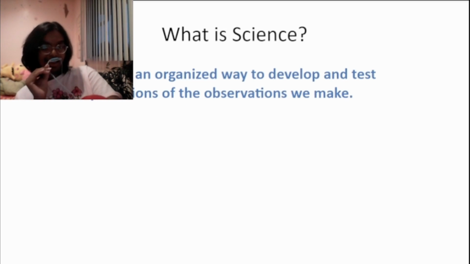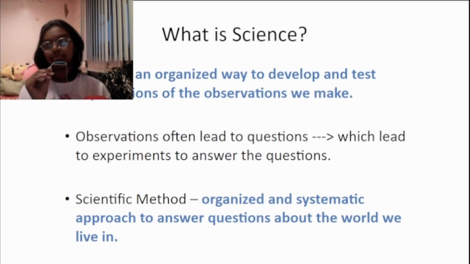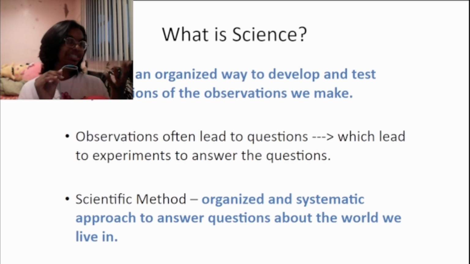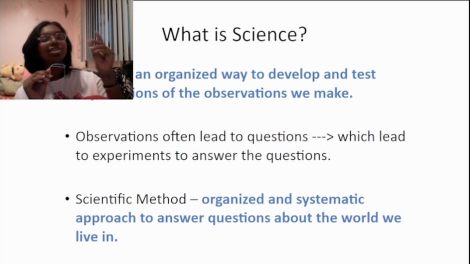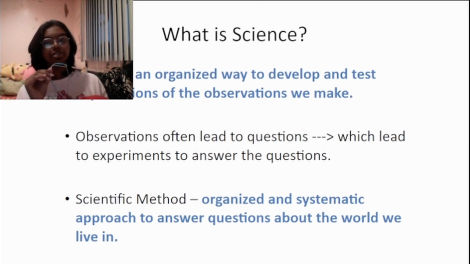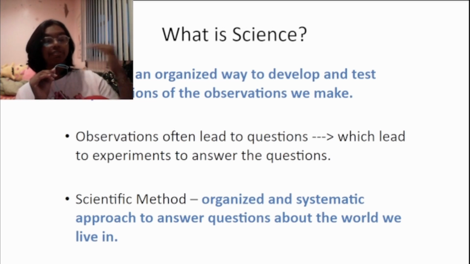Okay, so what is science? Science is a way to develop and test explanations of the observations we make, right? These observations will lead to questions, which lead to the experiments to answer those questions, which is pretty much what science is, to answer questions made from observations, because we like learning. The scientific method is just an organized way to approach a question so you can answer it, so you can figure out the world we live in.